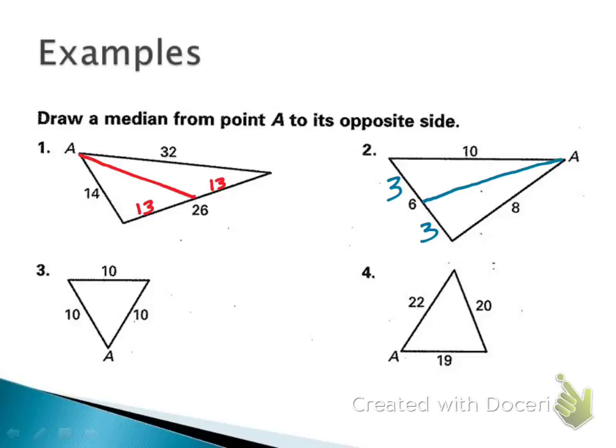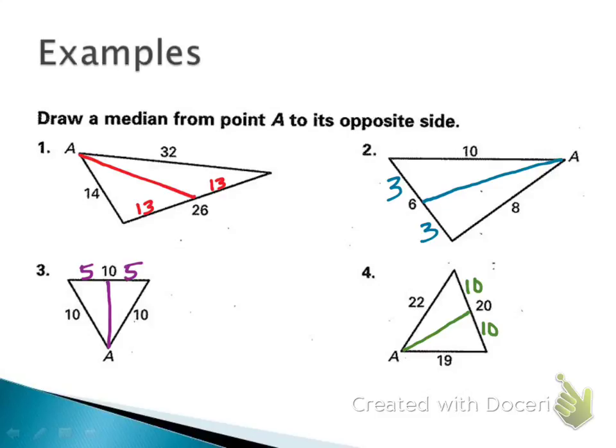Alright, number 3, again we're going to start at A. We're going to cut that other side in half. So how long would each of those be? 5 and 5. Great. And the last one on this slide, start at A, slice. How long would they each be? 10 and 10. Very, very good. Any questions on drawing a median?